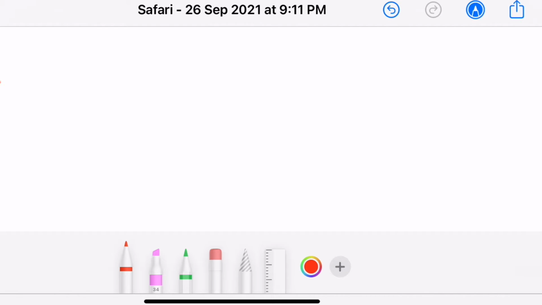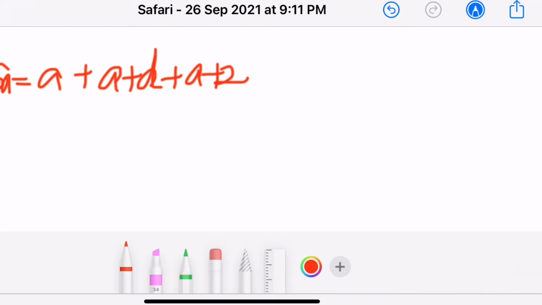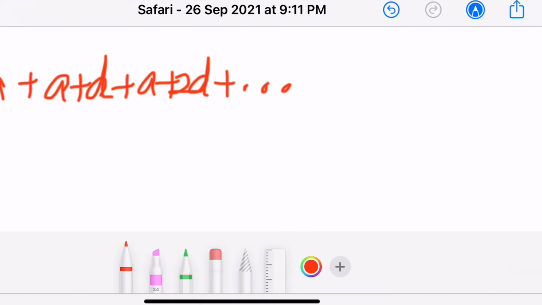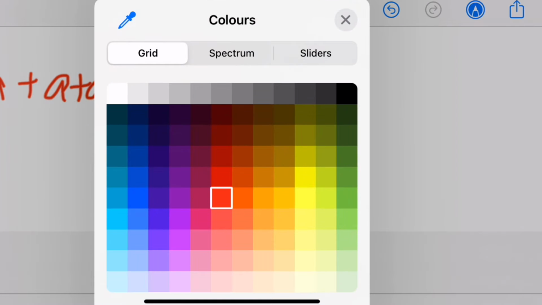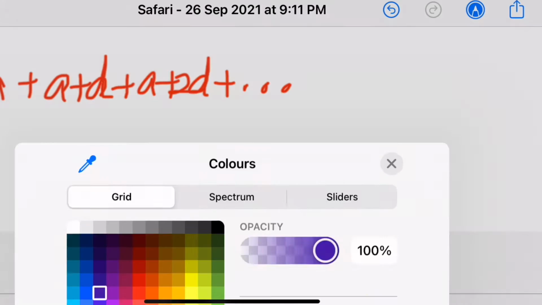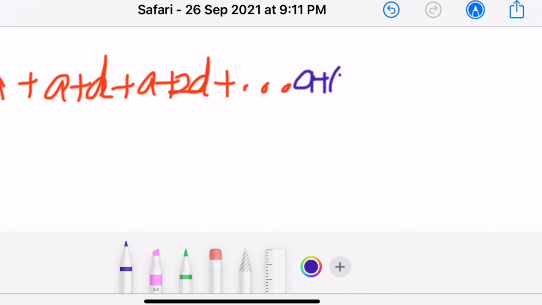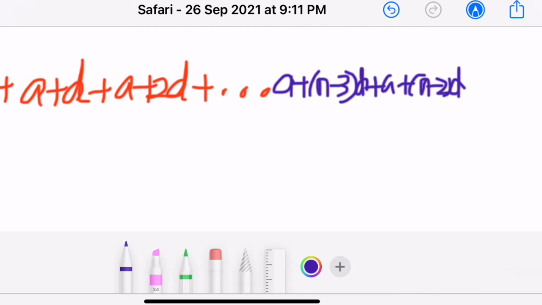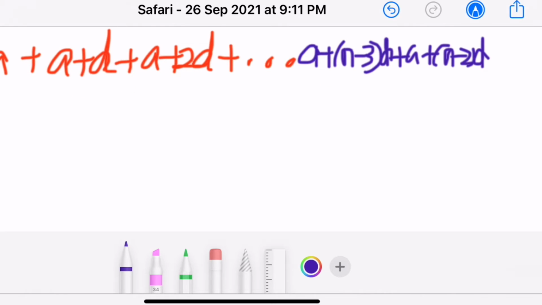First of all, we will add the terms one by one, starting from the first term, second term, and then the third term. In between there are many terms, but we don't want to write them. We want to write the first three and the last three. So the last three are a plus n minus 3d, a plus n minus 2d, and of course the last term will be a plus n minus 1d.